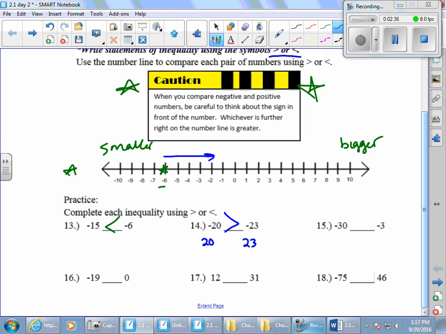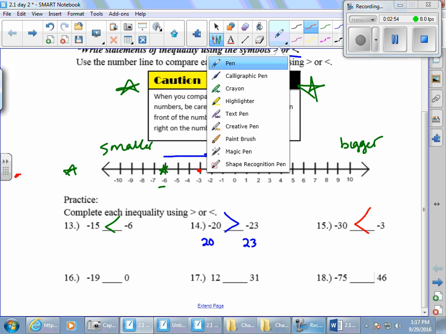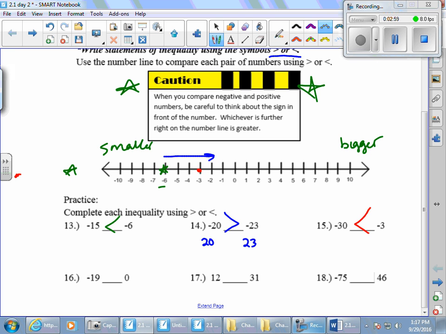Negative 30 and negative 3, okay? Negative 3 is going to fall right here. Negative 30 is going to be way over here. Further to the right is negative 3. Okay. 0 and negative 19. I'm going to get my creative pen here. I'm going to make it a star. So 0 right there. Negative 19 is going to be way left. We know 0 is bigger.